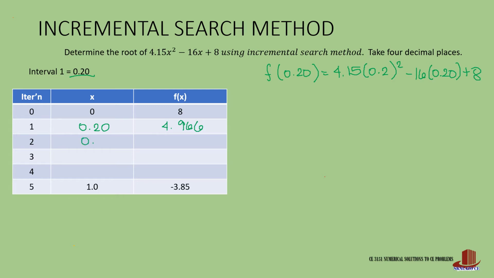How about 0.40? If we plug 0.4 into the function, we would get positive 2.264. Still a positive. So moving further, let's take 0.60. At this point, plug 0.60 into the function, then we have negative 0.106. So we can say that we can have our smaller range of the root of x as 0.4 for the lower limit and 0.6 for the upper limit.